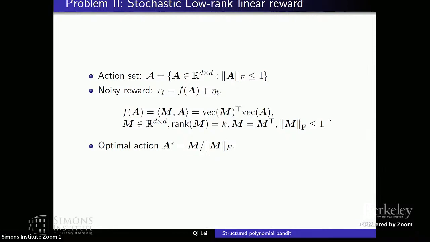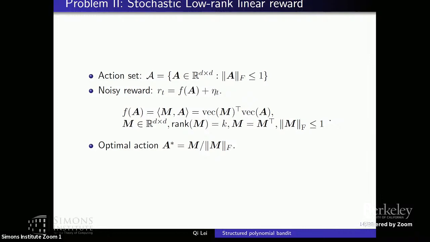f(A) is the inner product of an unknown parameter matrix M with A. And again, we assume M to be rank k and symmetric, but symmetric is not essential. We can relax it to be non-symmetric. In this case, we can easily see that the optimal action A star will just be M divided by its norm.